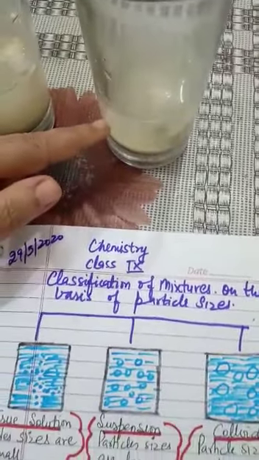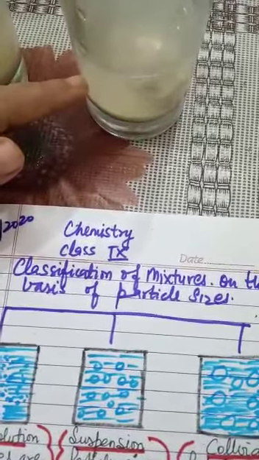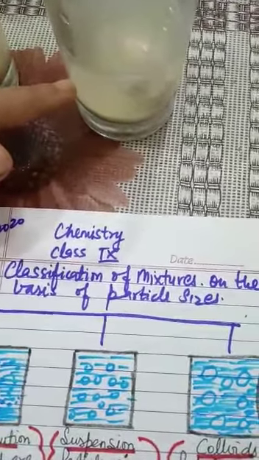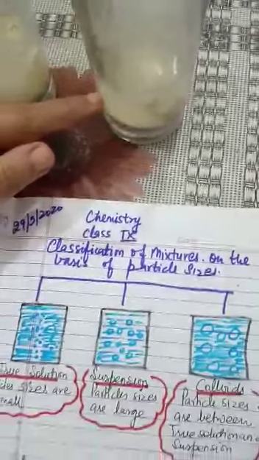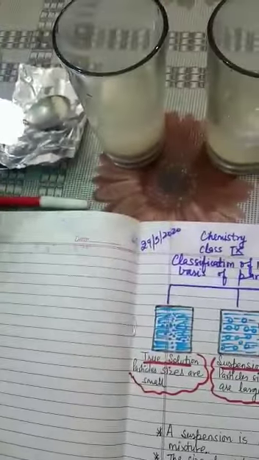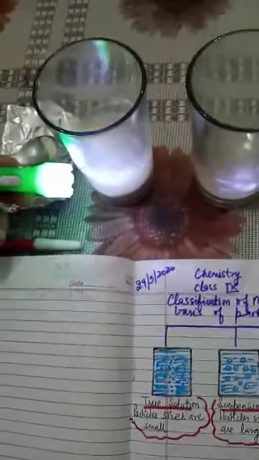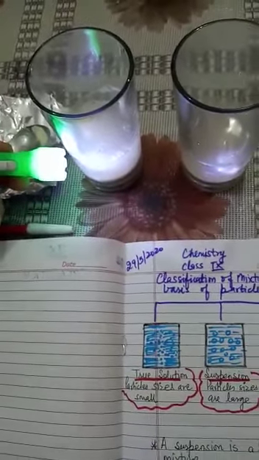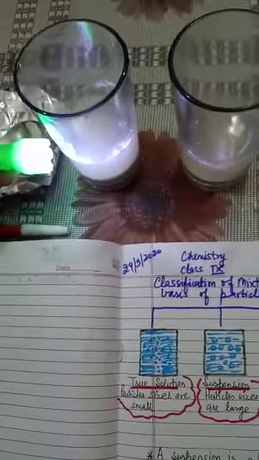If we filter the suspension, flour particles are left behind as a residue on filter paper and clear water is obtained as filtrate. It can be separated by the method of filtration. If a beam of light is passed through the flour and water mixture, it scatters the beam of light. It means that we can see the beam of light inside the suspension. Why? Because the particles are very large.